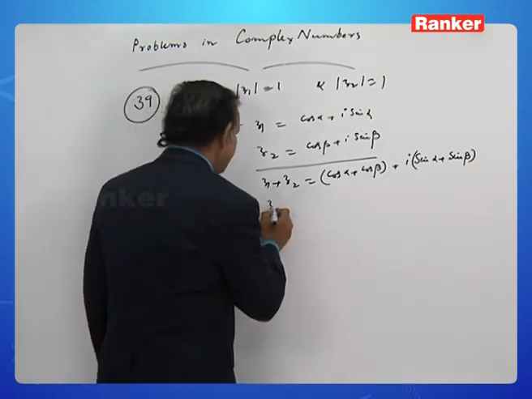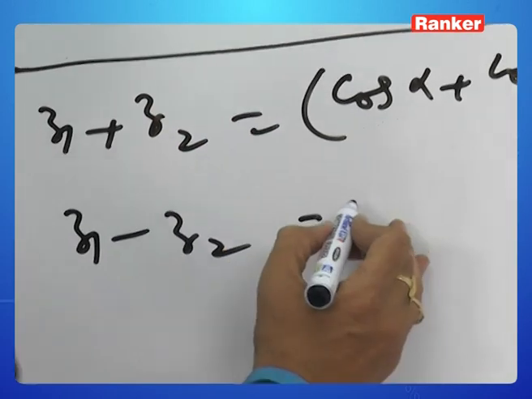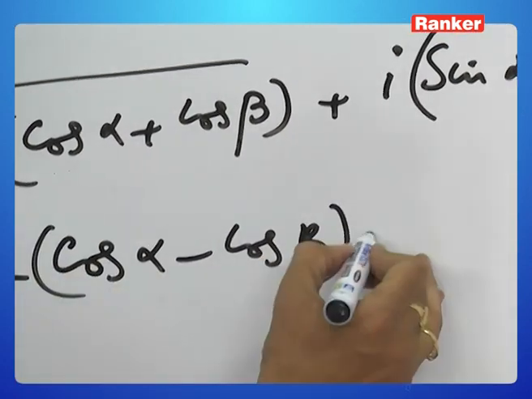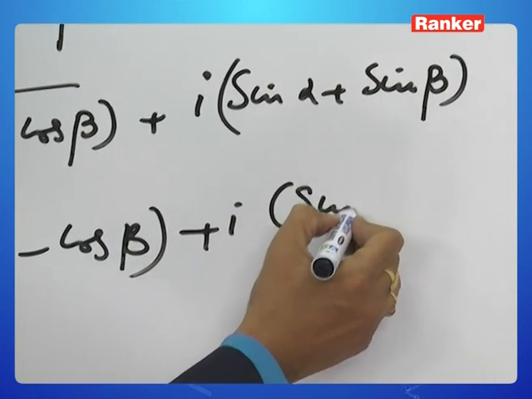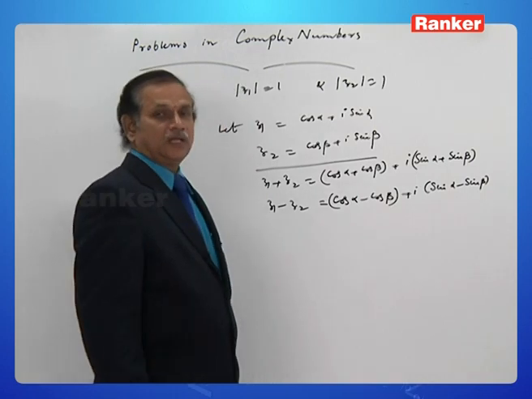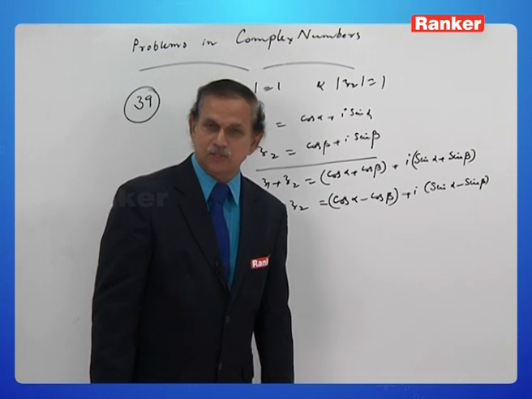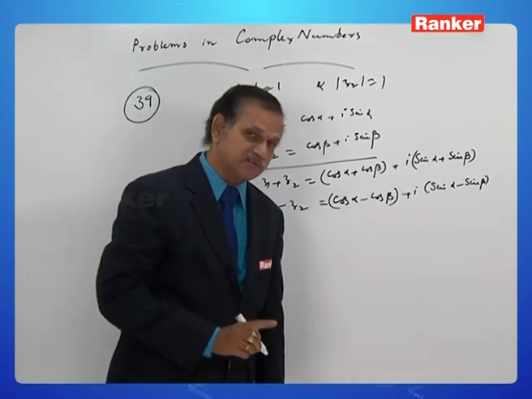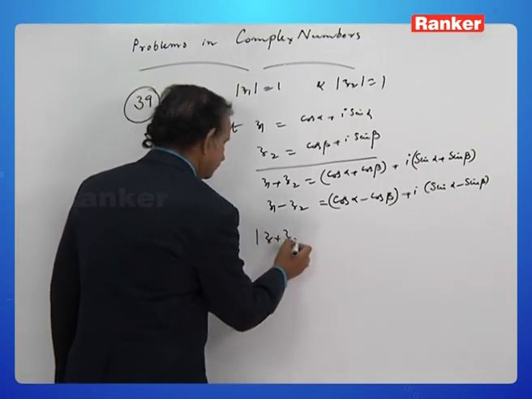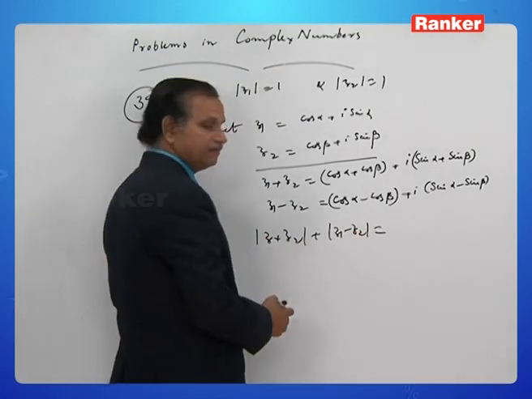And Z1 minus Z2 is equal to, what is Z1 minus Z2? Cos alpha minus cos beta plus i into sine alpha minus sine beta. We have got that. The actual need of the question is not Z1 plus Z2 and Z1 minus Z2, but the sum of their moduli. That is, you find mod Z1 plus Z2 and mod Z1 minus Z2 at a time. What is mod Z1 plus Z2?